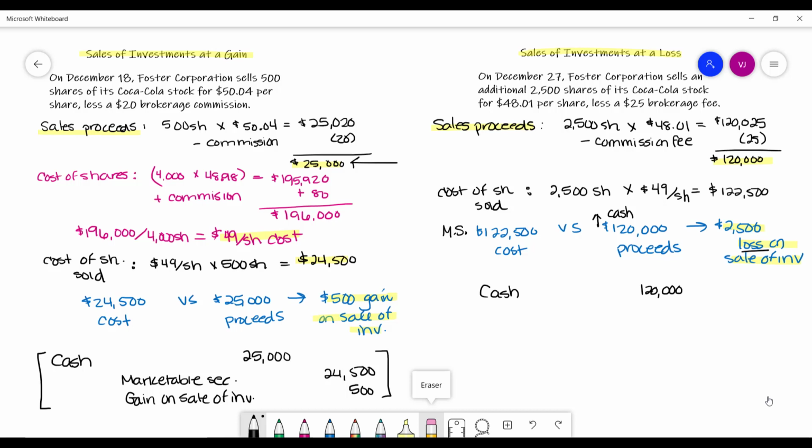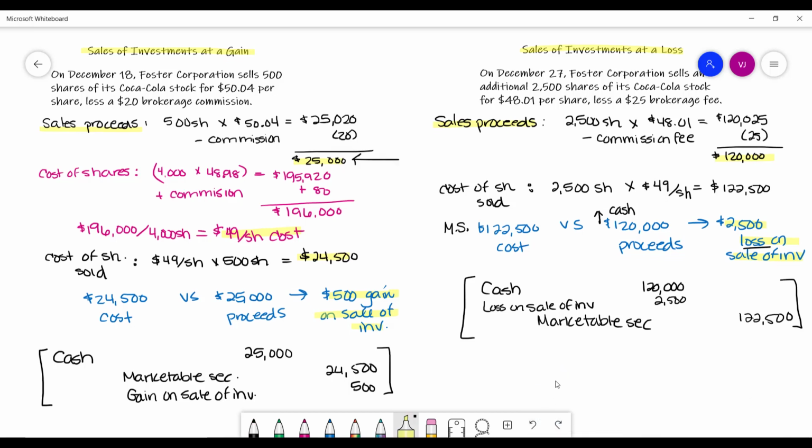But then remember, we also sold these marketable securities, so we have to decrease them, credit that account to show that it has now actually dropped, since the more shares you sell, the less shares you own. So we're going to then credit the marketable securities account for its cost. So that's $122,500. You can see we're out of balance here, and we need to make this balance. We're going to have to debit something for $2,500, and that something is an account called loss on sale of investment. So this is what it would look like when you have to journalize the sale of marketable securities, but at a loss.